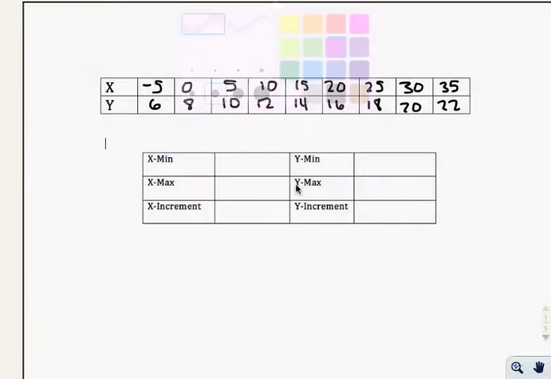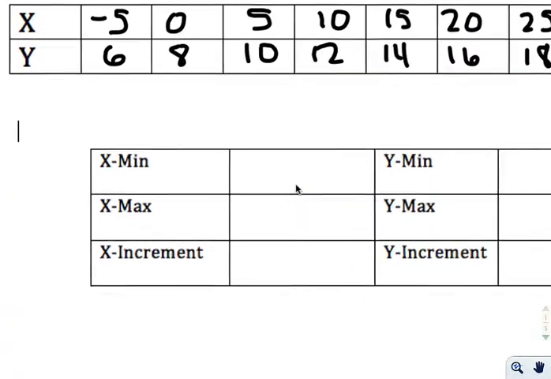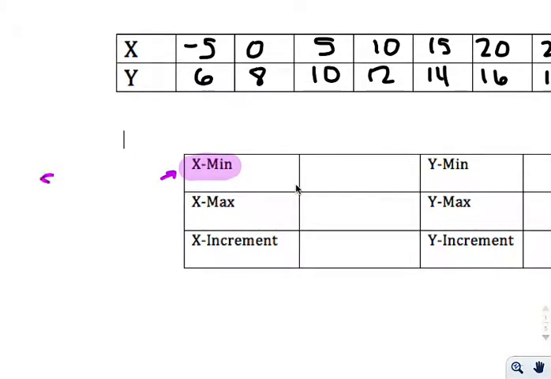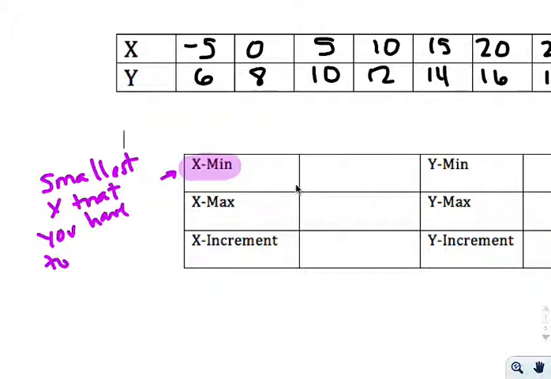So the first thing we have to do is make sure we understand this terminology. We have x min, x max, x increment, y min, y max, y increment. When you think about x min and you want to put some words to it, this literally means you need to find the smallest x number that you have to graph. Or I should actually say they have to show on your graph.